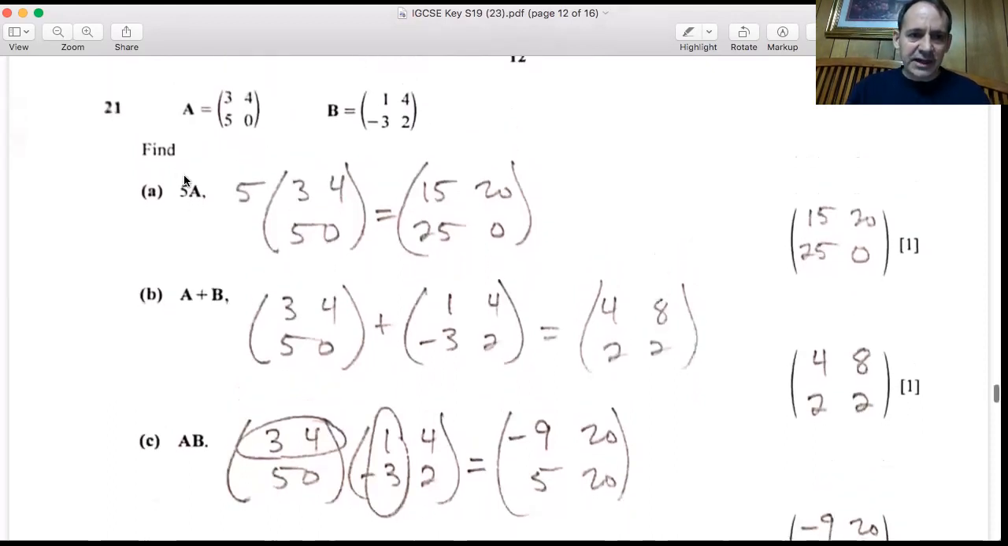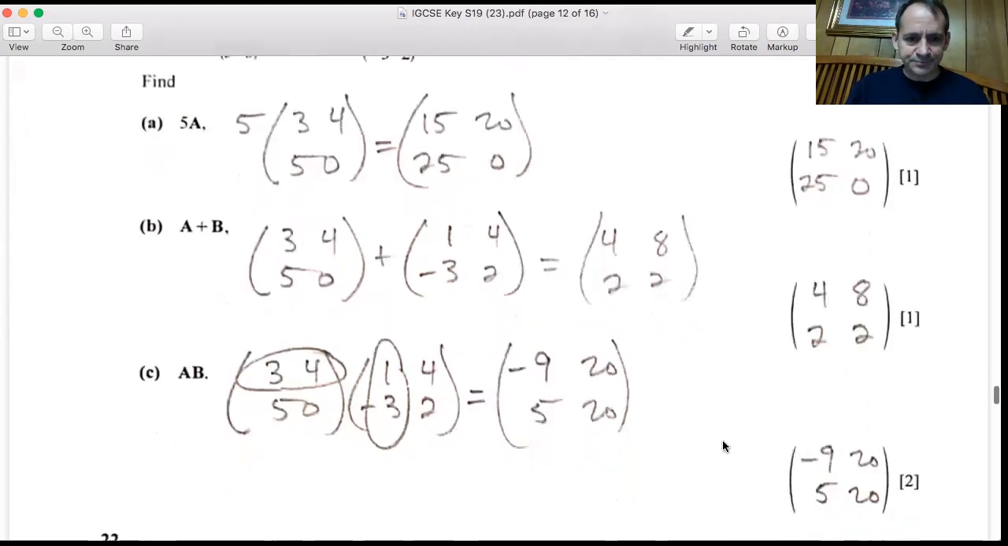This is just a scalar number 5 multiplied through matrix A. Here's 3, 4, 5, 0. Multiply everything by 5. You get 15, 20, 25, and 0. That was pretty easy. Here, A plus B is again easy. You just write your matrices and add the corresponding elements. 3 plus 1 is 4. 4 plus 4 is 8. 5 plus negative 3 is 2. 0 plus 2 is also 2. So you get 4, 8, 2, 2.